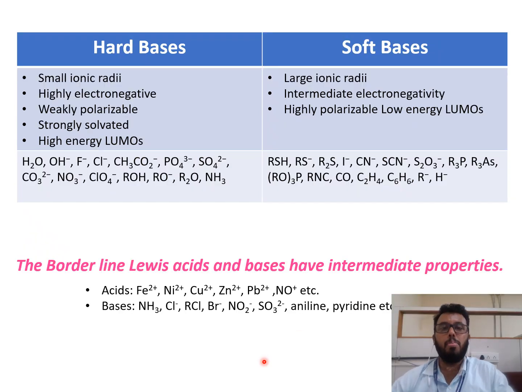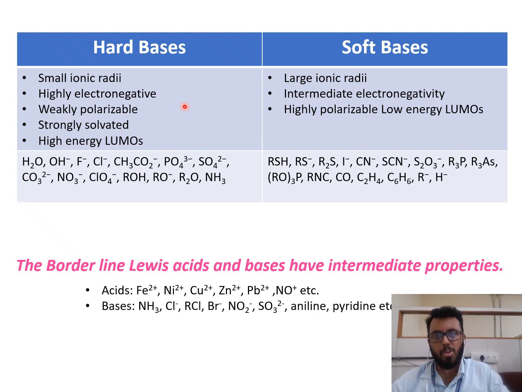And similarly, hard bases and soft bases. The hard bases have small ionic radii, whereas the soft bases have large ionic radii, exactly like their acids. So hard bases are less polarizable, and soft bases are more easily polarized. You just remember you have to compare the atomic or ionic radii first, and then electronegativity and polarizability. These are the points you should not miss.